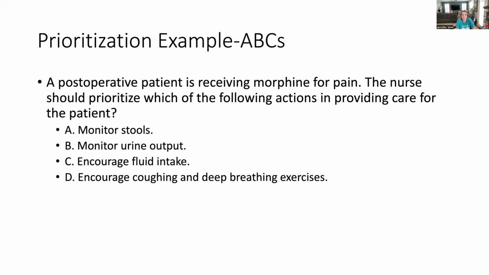But this last one, encourage coughing and deep breathing exercises. Well, that one's tied to my airway, right? Because we want to keep a clear and open airway. We want the lungs to be free of pneumonia, free of atelectasis, any post-op complications. So because this one ties back to my ABCs, my airway, breathing, circulation, even if I was like, I don't actually know, we can rule out those other ones because they're just not going to take priority, right? So we're going to go with that option.